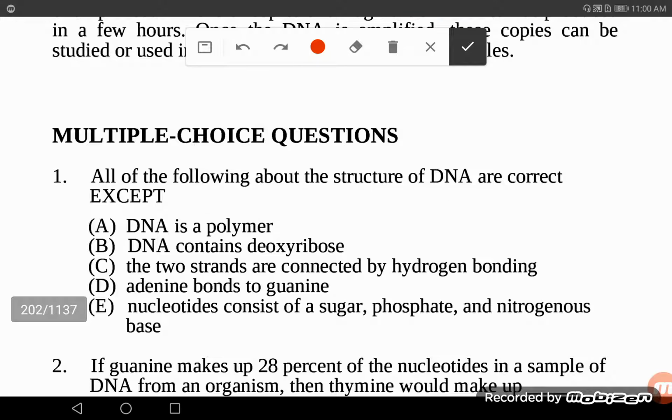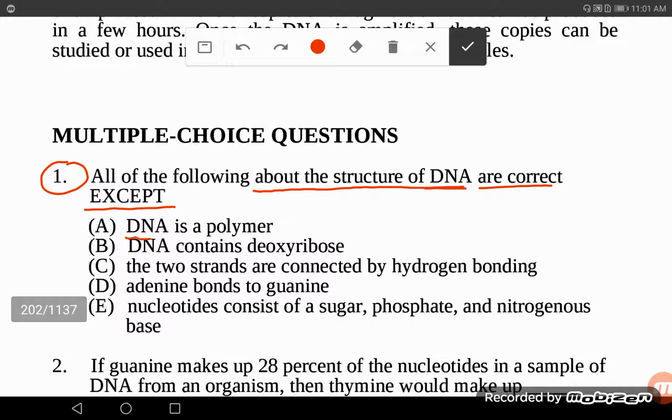So the first question says all of the following about the structure of DNA are correct except. So we have 5 choices from A to E. Four of them are true, only one of them is not true, it's not related with the structure of the DNA.